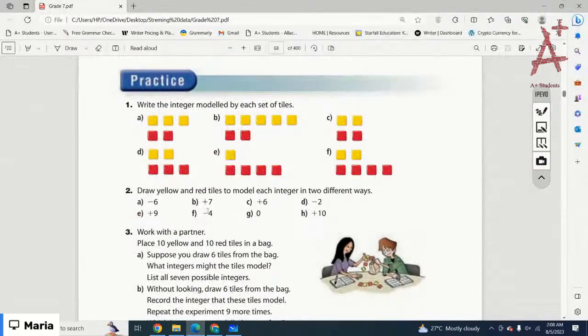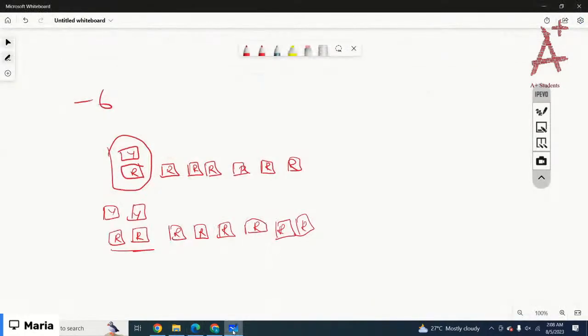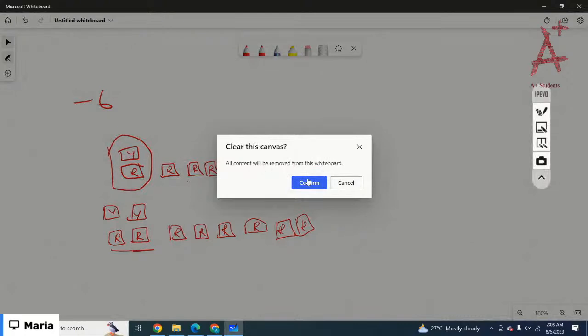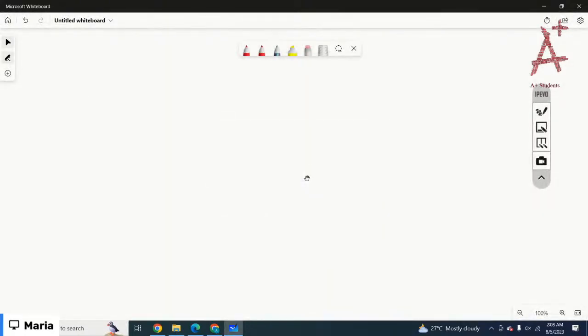Let's suppose I'm going to represent positive 6. Now we're going to represent a positive number, positive 6. So how do we represent a positive number? The positive numbers are represented by the yellow tiles. So there are two different ways to represent it. One way is you can simply add 6 yellow tiles: 1, 2, 3, 4, 5, and 6, right?